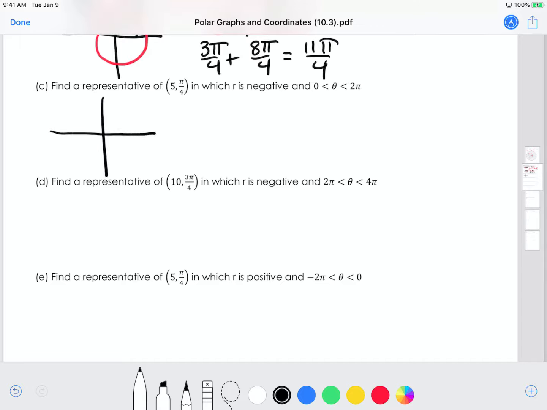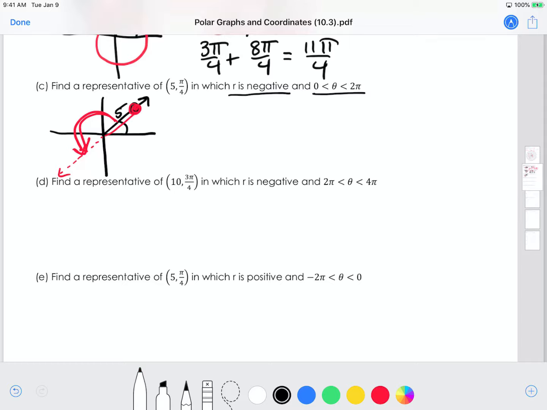Okay, in example C, we have a point where we open up to an angle of pi over 4, and we come out 5 units. So this point right here is 5 and then pi over 4. Now, we want an r that is negative, and we want the angle to be on the first rotation between 0 and 2 pi. So what we want to do in this case, if we want r to be negative, is add pi so that I come out to this angle, and that way when I come out here and I go in the -5 direction, I'll still land in the same spot.